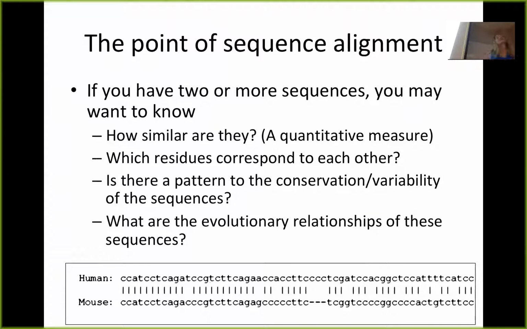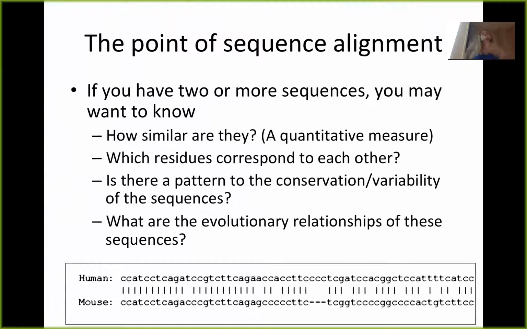So what's the point of sequence alignment? Why would we care to do this? We've got some DNA sequences or some RNA sequences. Why would we want to align them? You might want to know how similar are two sequences. And this is something that you want to put a quantitative measure on. We're scientists, we like to have robust statistical measures of things. How similar are my two sequences? Which residues correspond to each other?